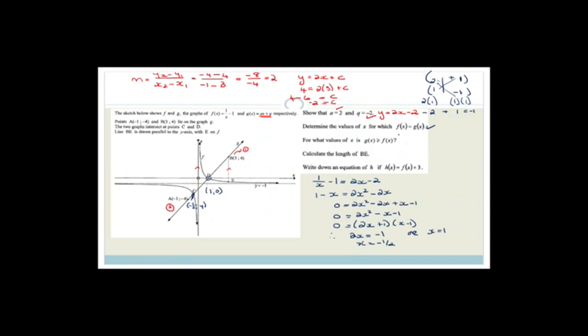We finished that. Now it says, for what values of x is g of x greater than or equal to f of x? Okay, so we could solve it to find this, but what they're really wanting us to do is look on the graph. And what are they actually asking us to do? They're asking us to say, for which y values of the straight line are going to be greater than the y values of the hyperbola.